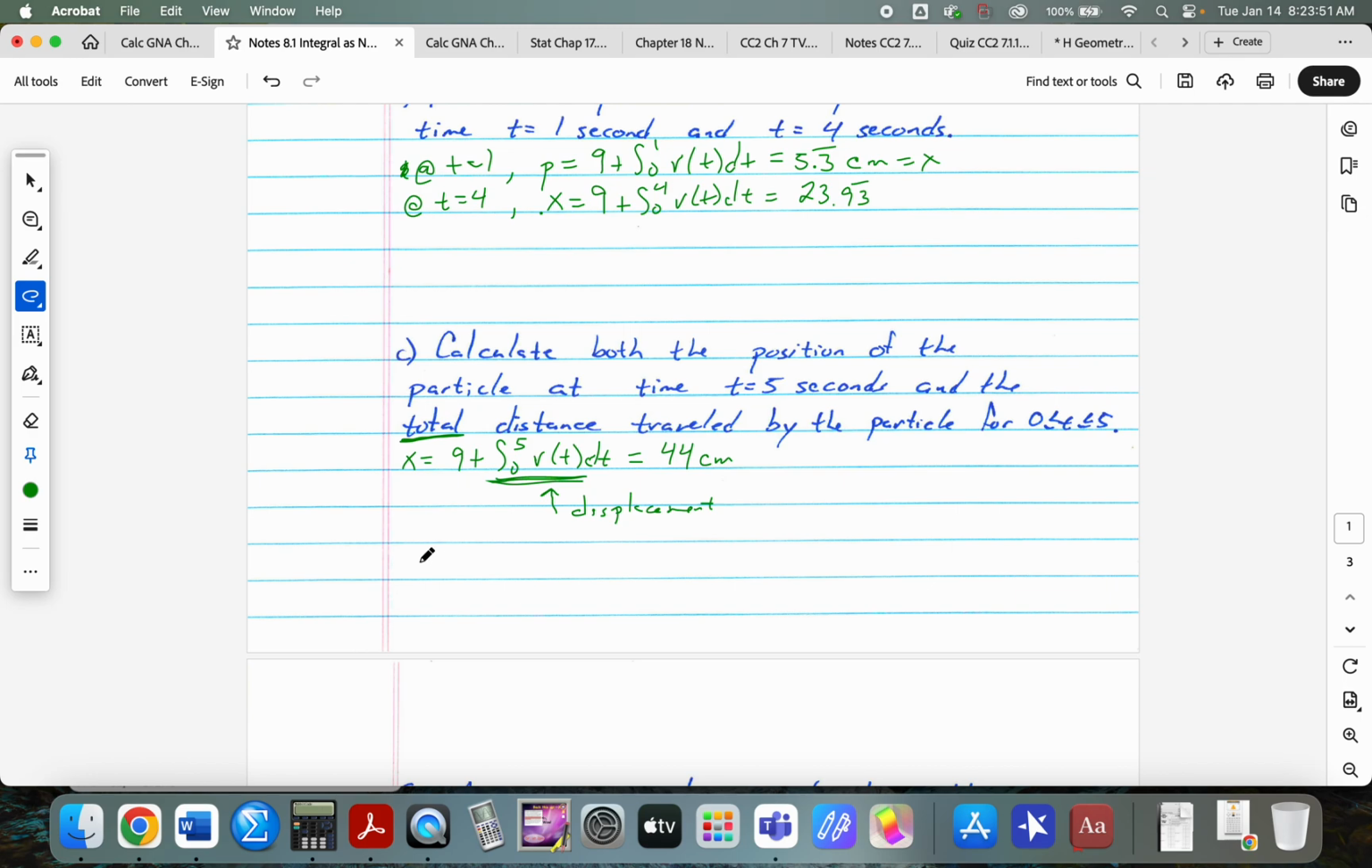The way that we're going to do that to find the total distance is we want, when it's traveling to the left, to count that distance, and when it's traveling to the right to count that distance. If you're doing it in the calculator, the easiest way to do that would be the integral from 0 to 5 of the absolute value of v of t dt.